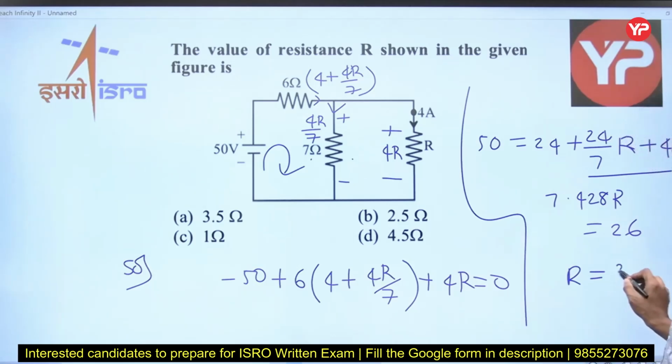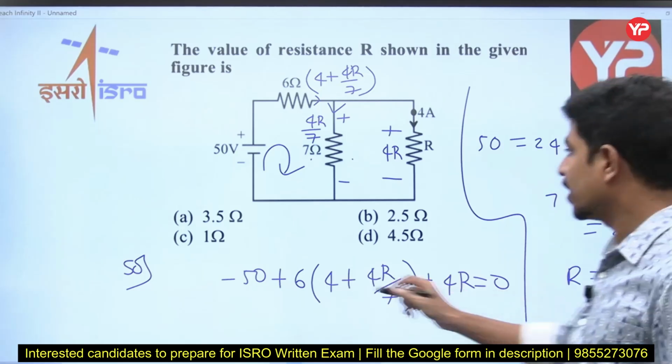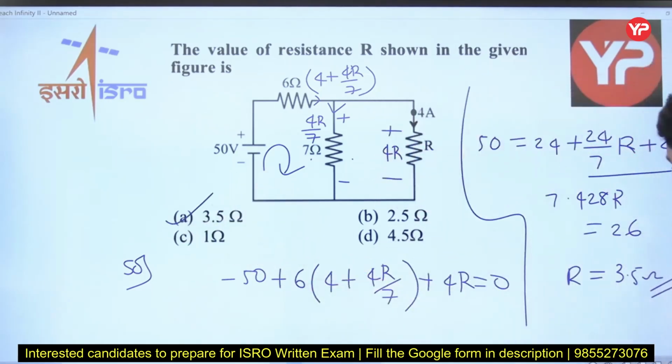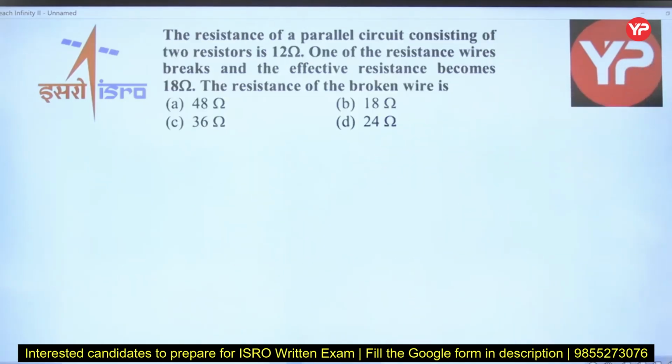It is 3.5. Answer is how much? 3.5. Exactly, option A is matching with this. Exactly it is option A. Right? Let's go to the next question.